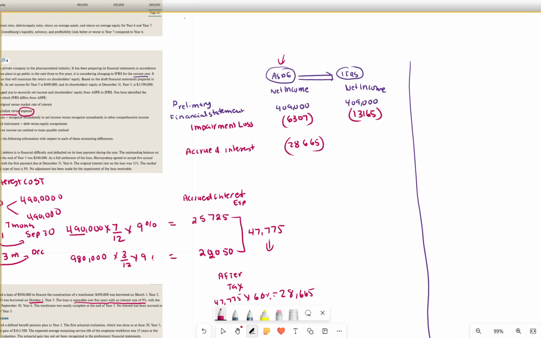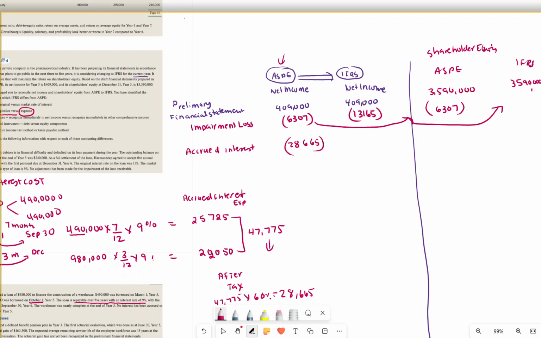Now I showed you the numbers. Let's put the shareholders equity at the top too, shareholders equity under both my ASPE and under my IFRS. They told us these two numbers, 3,590,000. That's what we are going to be adjusting. So now I also have to adjust here 6307. If my net income is adjusted, my retained earnings will also be adjusted, and that will be your 13,165. So same thing, I'm going to do it here. That's why I wanted to kill two birds with one stone.